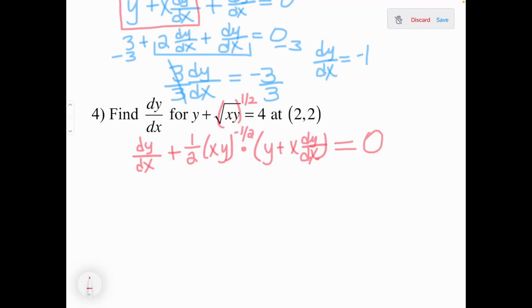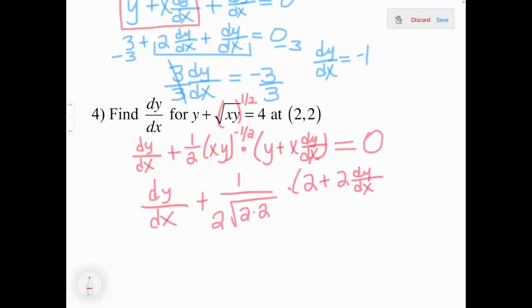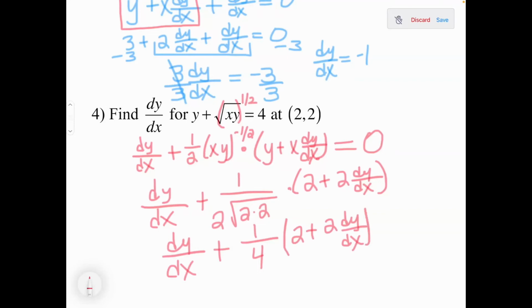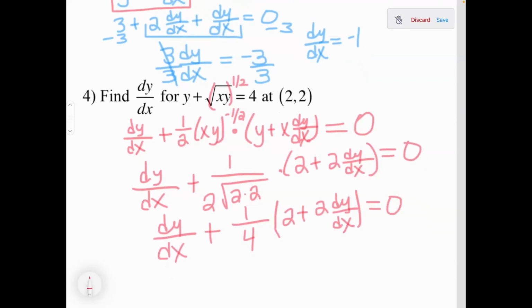Yeah, I think we're there. So we're going to plug in 2, 2. We get dy dx, and I'm going to make this xy move to the denominator, so we get 1/2 and I'll change it to a square root of 2 times 2, and then 2 plus 2 dy dx. Let's see what happens. We get dy dx plus 1/2 times the square root of 4, which is 2, and 2 times 2 is 4, so that's 1/4, multiplied times 2 plus 2 dy dx. And that's still equal to 0.